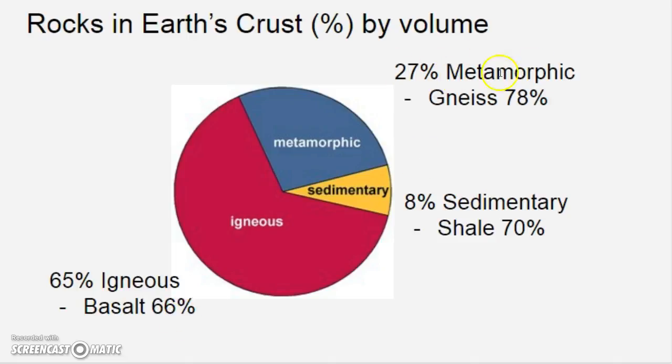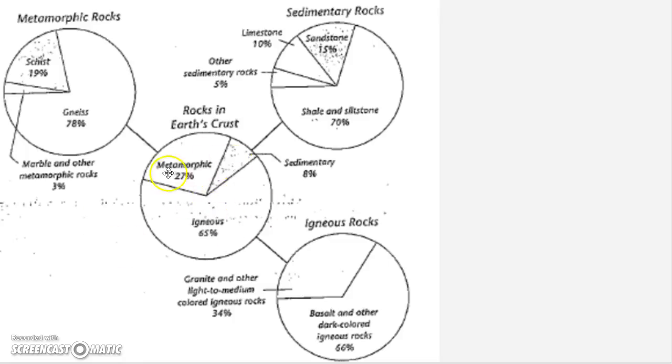The next group is metamorphic. Metamorphic rocks cover about 27% of the Earth's crust, or compose it. And gneiss dominates that by about 78% of it. And lastly, a small grouping are sedimentary rocks, and shale is the dominant sedimentary rock. And here we can look at that same breakdown, and this breaks out the rocks in the Earth's crust. For metamorphic, we can see that gneiss is 78%, schist is about 19%, and then marble and other metamorphic rocks are the remaining 3%.